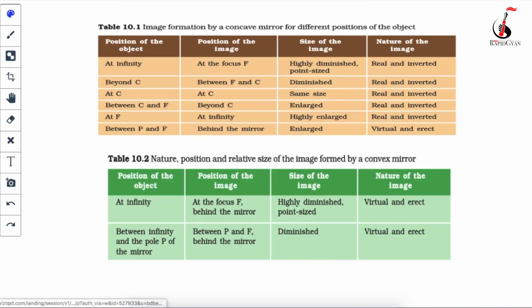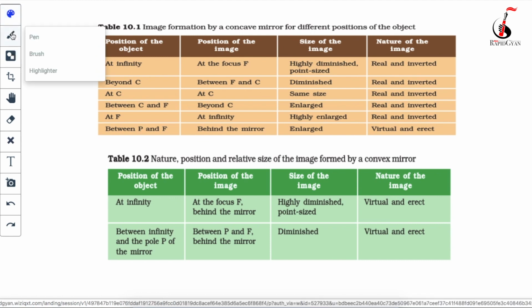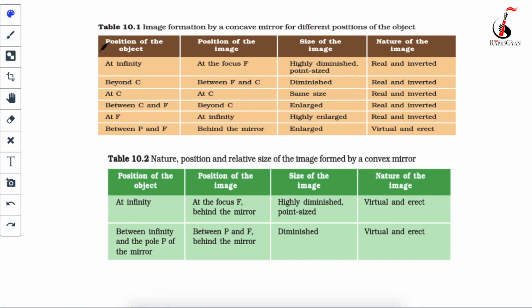So this is a table which is given in your book. Okay, so we will study this table only. The first table is for the image formation by your concave mirror, and the second table is for the convex mirror. So we are going to understand this table only: what will be the possible position of the object, what are the possible positions of the image, what will be the size of the image, and what is the nature of the image. Okay, so we'll start one by one.